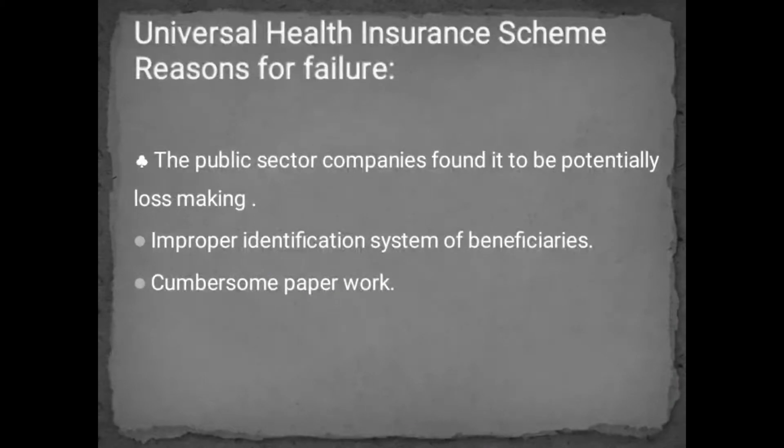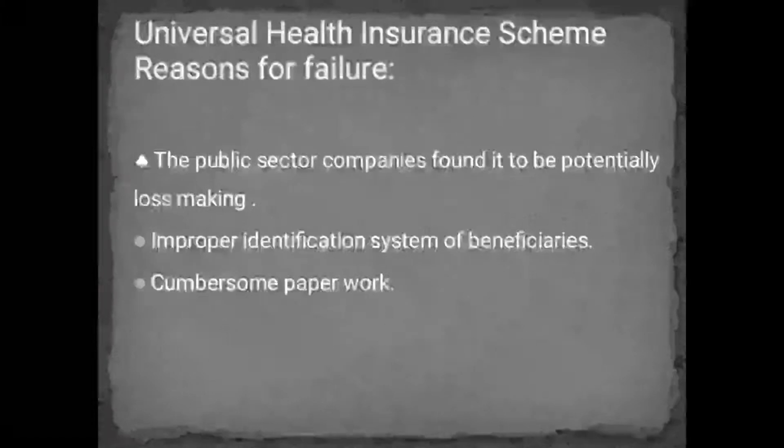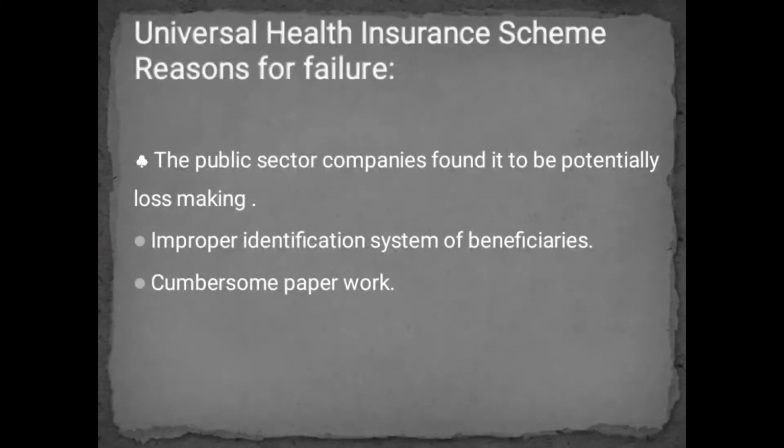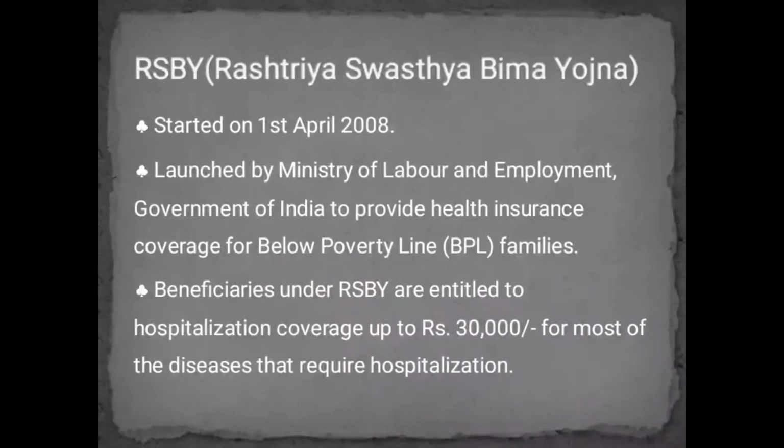Universal Health Insurance Scheme, reasons for failure. It failed because the public sector companies found it to be potentially loss making, improper identification system of beneficiaries, and cumbersome paperwork. One cause for failure is improper identification. Properly identifying, even finding out the BPL or the needy people, is a very difficult case. Even though there are some rich people, they will come and say that they are living below poverty and all. So identifying the people became a greater problem.